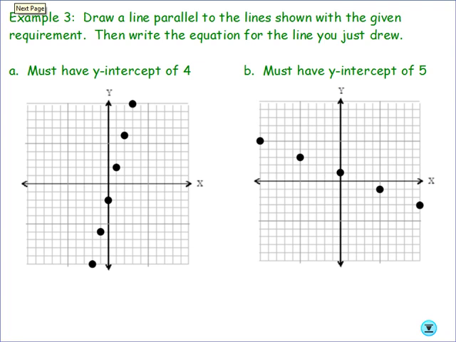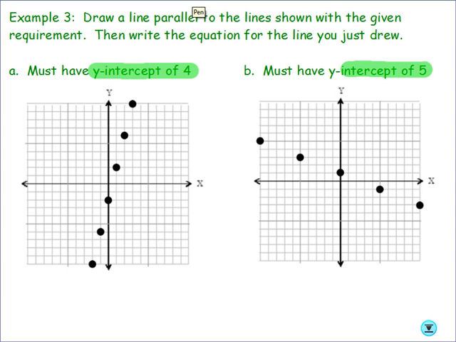So, the first thing you need to do is draw a line parallel to the lines that I give you. But there is a given requirement. Then we're going to write the equation for the line you just drew. Our requirement on this first one is the y-intercept has to be 4. On this second one, the requirement is the y-intercept has to be 5.